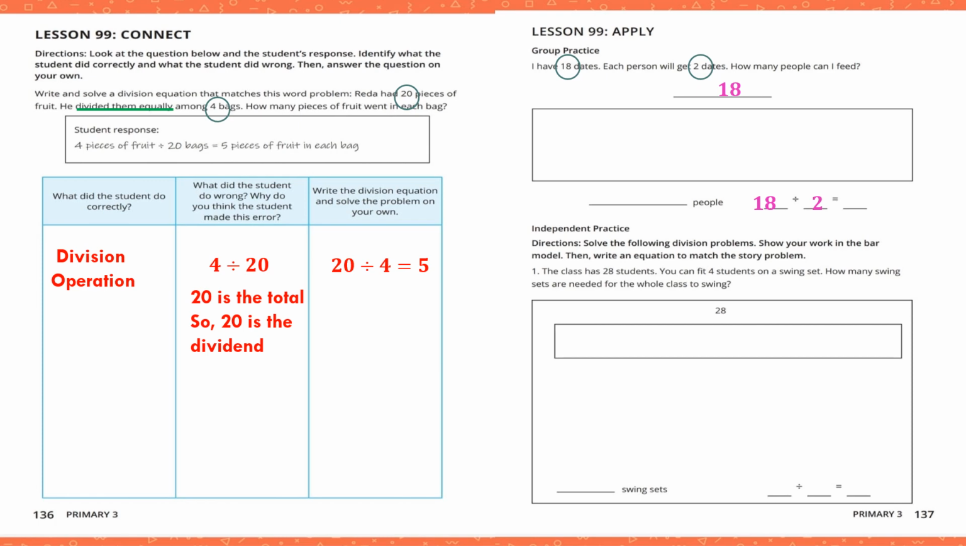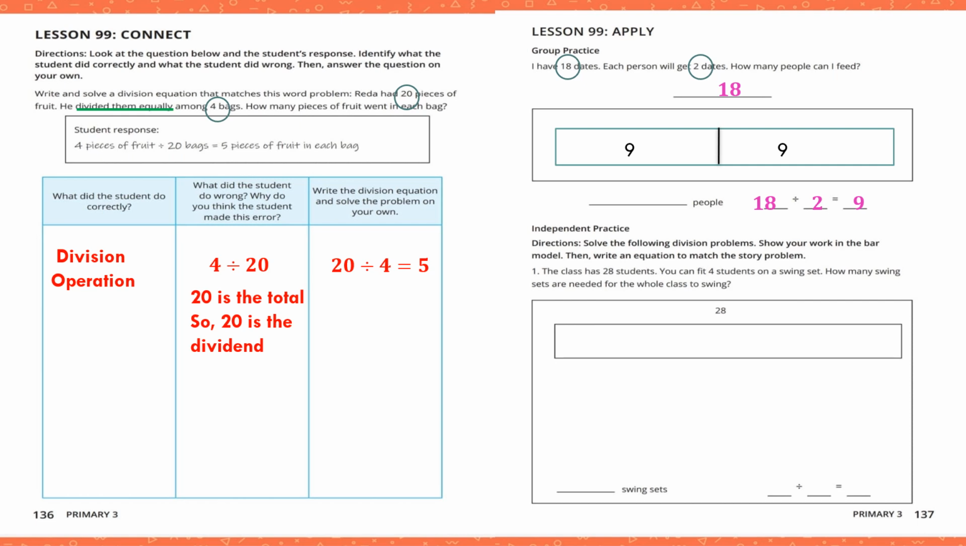Let's represent it using the bar. So we have 18 and divide it by 2. So I will divide this bar into 2 parts. 18 divided by 2 equals 9. Great. So each part equals 9. So we have here 9 people.